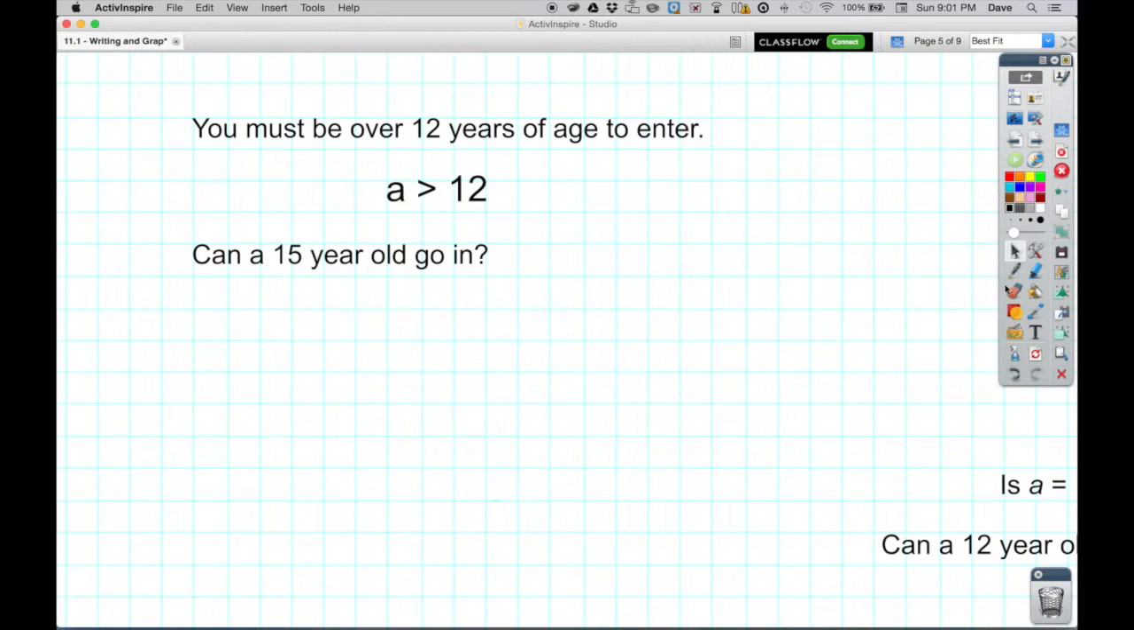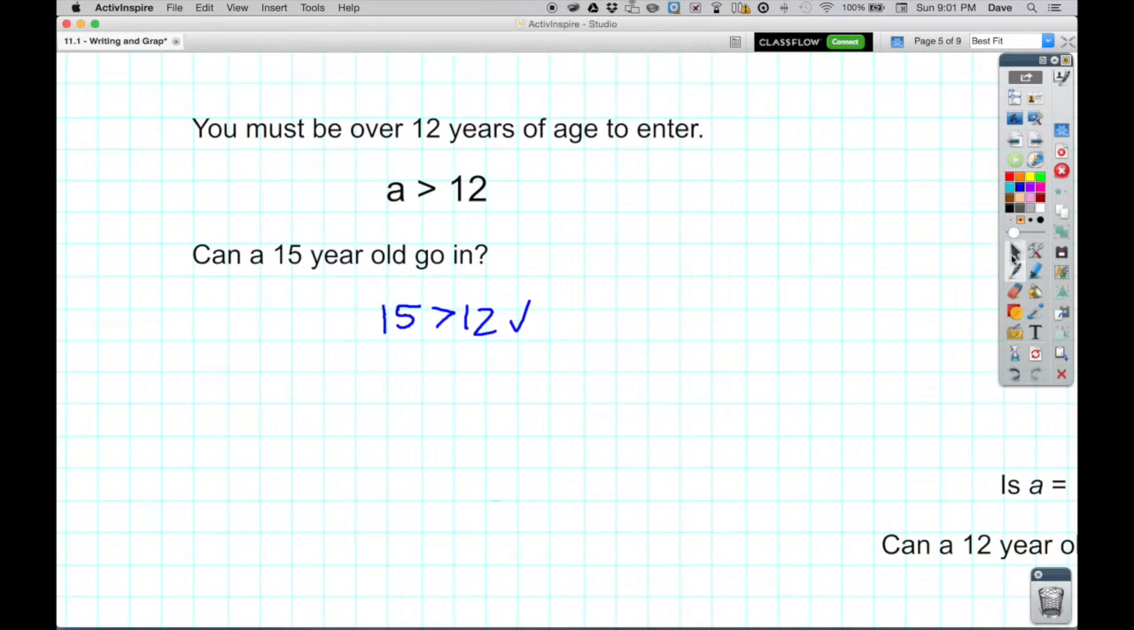Well then, can a 15-year-old go in? In other words, is 15 a solution to this problem? Is it one of those solutions in the range? Well, it's a simple matter of just plugging it in. Is 15 greater than 12? Well, yes, it is. And so a 15-year-old could go in.